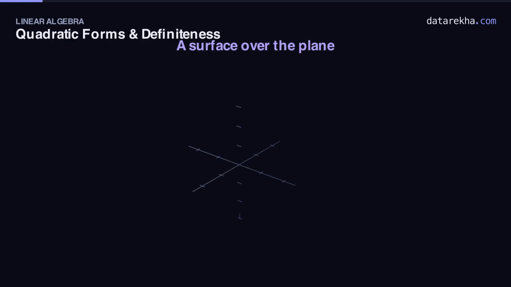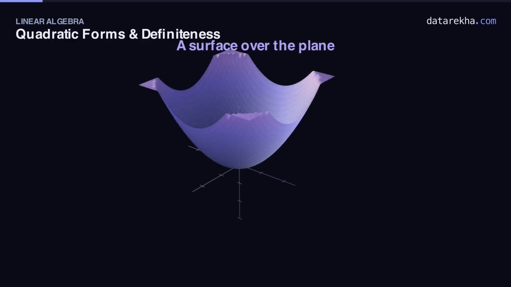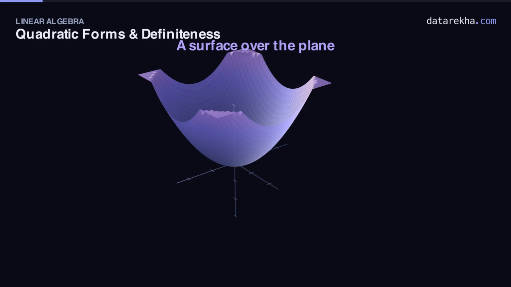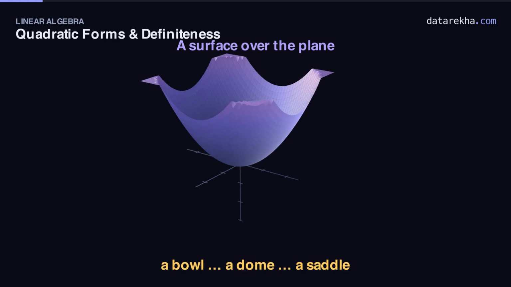Picture a smooth landscape floating over the flat plane. At every point you stand on, the ground is at some height. Right here, near the origin, that landscape could take one of just a few shapes. It might be a ball opening upward.